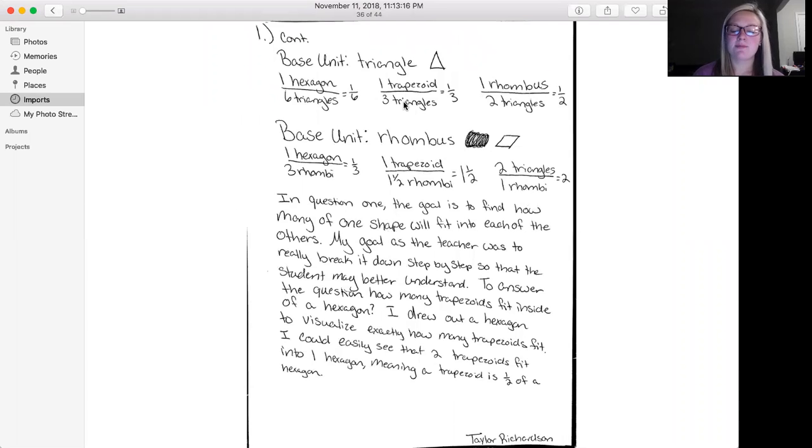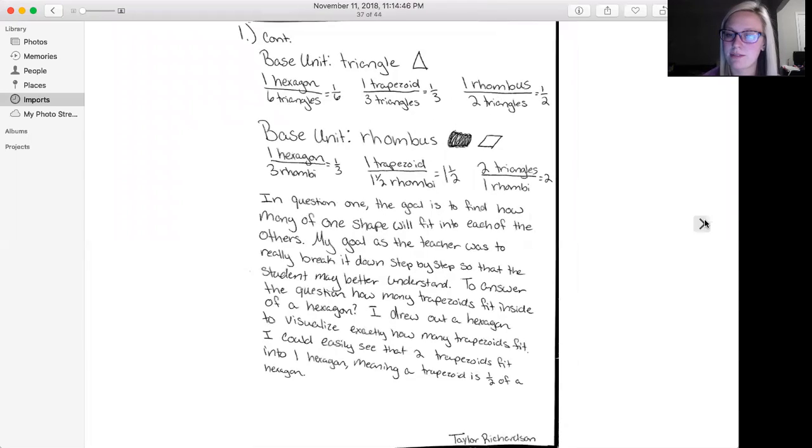And so it goes the same for the triangle. There is 1 hexagon. For 1 hexagon, there are 6 triangles, and that means that they are 1/6 of a hexagon and 1/3 of a trapezoid, because there are 3 that fit into a trapezoid and 2 that fit into a rhombus, so 1/2. And the same goes for 1/2.